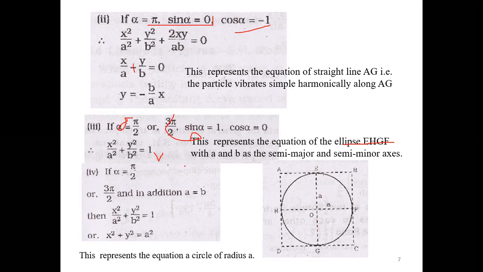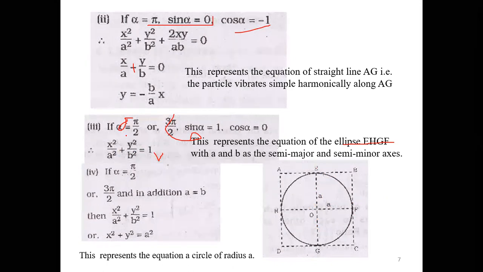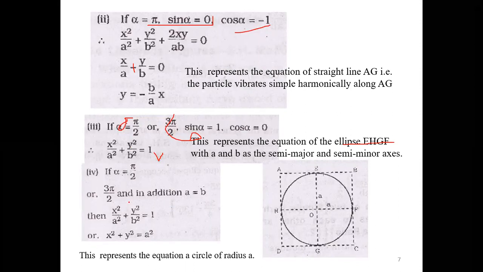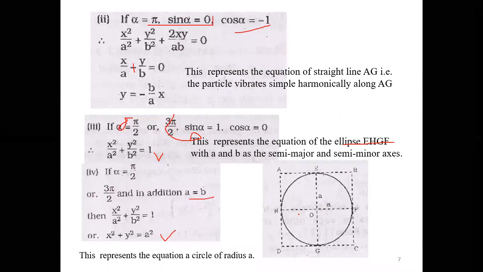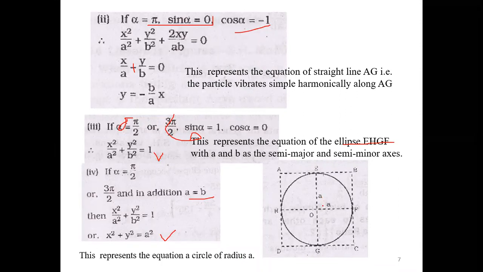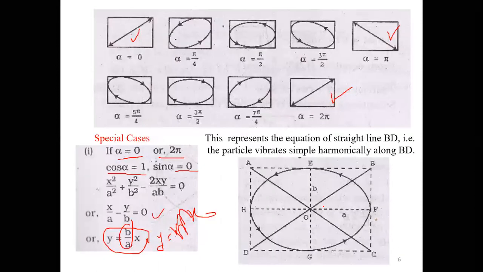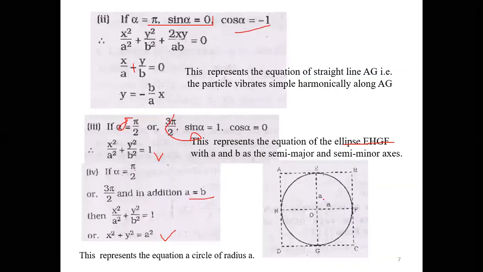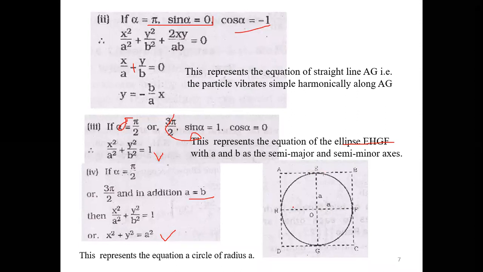Here A and B are the semi-major and semi-minor axes. And if A and B are the same, in addition to alpha equal to pi by 2 or 3 pi by 2, then this becomes x squared plus y squared equal to a squared. This represents the equation of a circle of radius A. For the ellipse we have semi-major axis A and semi-minor axis B, and for the circle these axes become the same, so it becomes a circle of radius A.